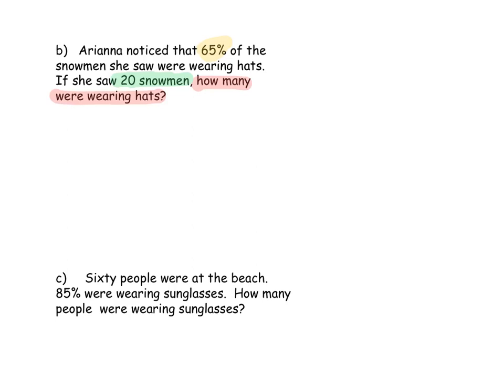So let's try to put this together. We're going to start with our, let's go back to the pen. Let's erase that real quickly. We have our R rate times the total equals the part. And we know right now that the rate is 65%. And now we need the total, which is 20 total snowmen. And that should give us the part that we don't know. So we're going to leave it a variable. When we don't know something in math, we usually represent it with a variable.